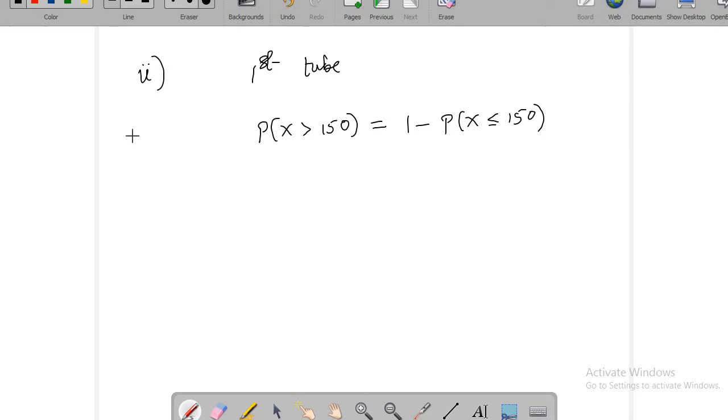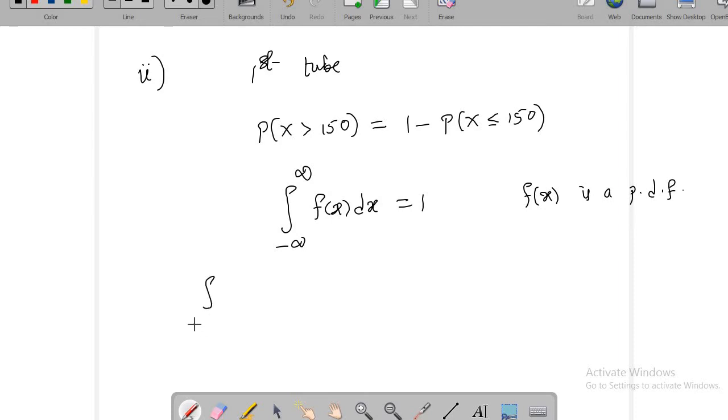You know why? Because we know that the sum of probabilities is 1. We are talking about the continuous case. Let me discuss this. The integral from minus infinity to infinity of f of x dx is equal to 1, where f of x is a probability density function. So this is the property, right? Now this property can be written this way: the integral from minus infinity to a of f of x dx plus the integral from a to infinity of f of x dx is equal to 1.